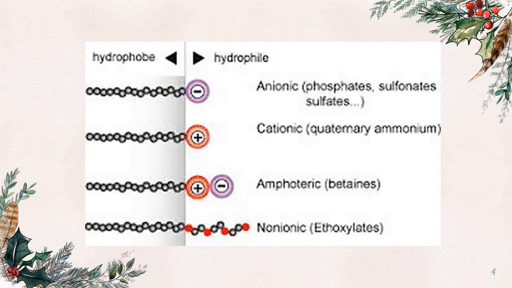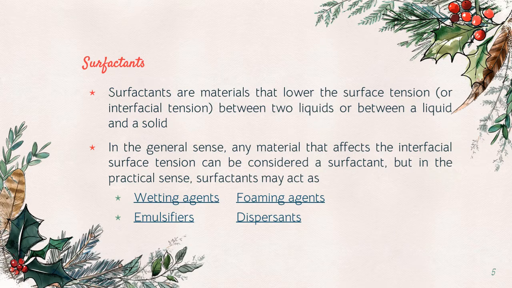Now this is the picture which simplifies the overall four types of surfactants. The first part is the hydrophobe, and the other part we can call the hydrophile, that is, hydrophilic and lipophilic. In the case of anionic, you can see a minus symbol, cationic a plus symbol, amphoteric both symbols are present, and non-ionic has no charges. And as mentioned earlier, surfactants are materials that lower the surface tension, or the interfacial tension, between two liquids or between a liquid and a solid.